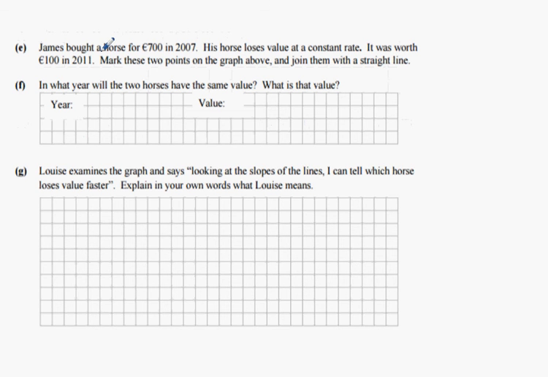Is that the question done? Oh wait. James bought a horse for €700 in 2007. If his horse loses value at a constant rate, it was worth €100 in 2011. Mark these 2 points on the graph. So the 2 points I want are 700 in 2007, and what's the other one? 2011, 100. Okay, so these are the points I need.